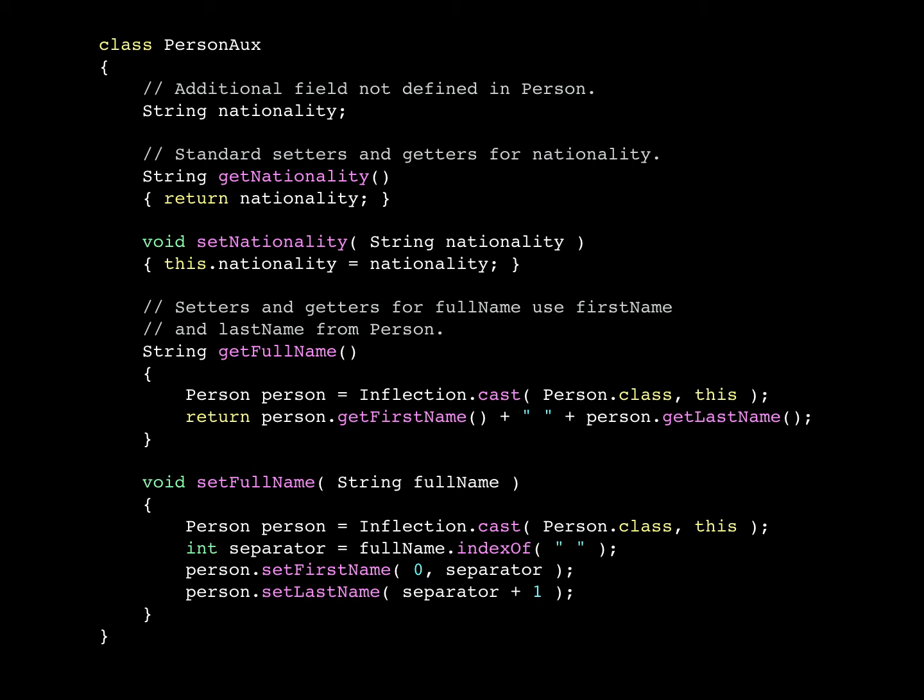With that in mind, let's look at how person aux could be implemented. The nationality property is implemented by a straightforward getter and setter backed by a field. The full name property, though, is more interesting. Notice how the getter and setter get access to the person instance by using an inflection cast. This effectively allows for one compartment to interact with the other, which in this case allows for full name to be derived from first name and last name.